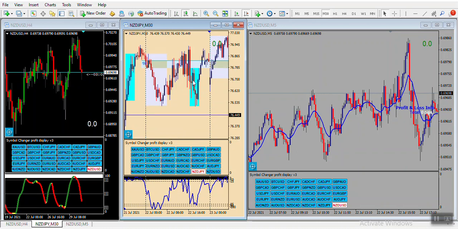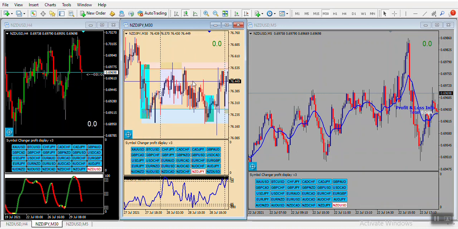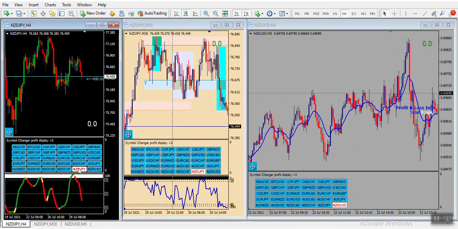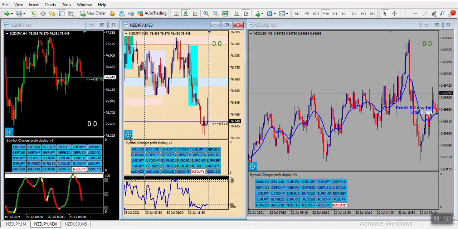NZD JPY was still a sell. NZD JPY yesterday, it happened here. This was a sell for NZD JPY, and you can see the drop. Then GBP AUD on the 16th.